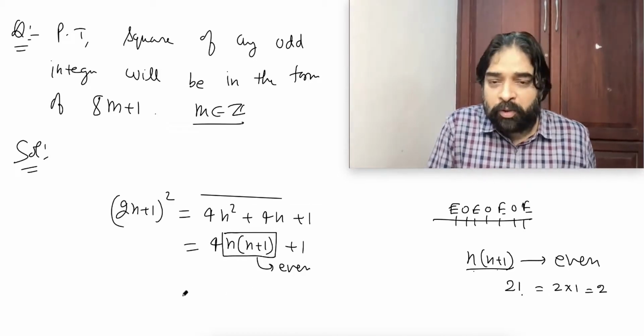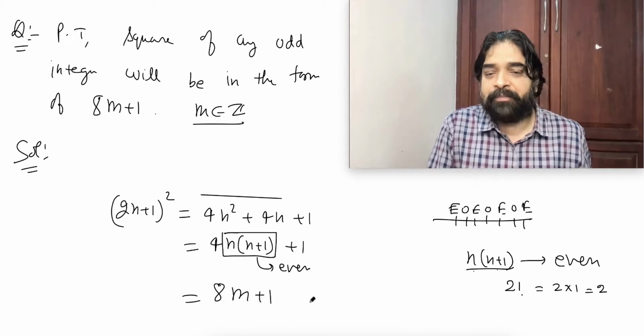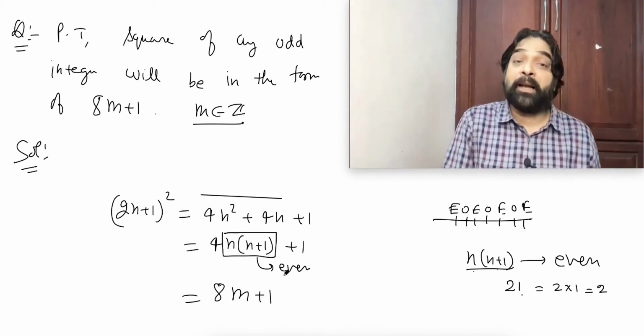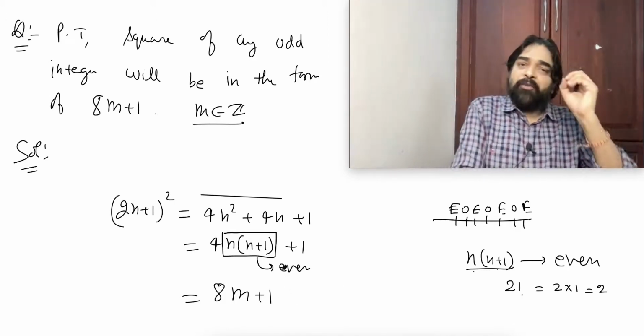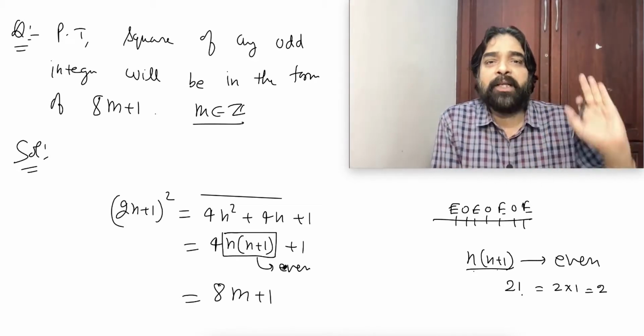Yes or no? So I can write this as 2m. So it will become 8m plus 1. It will become 8m plus 1. Means square of any odd integer will always be in the form of 8 into some integer plus 1.